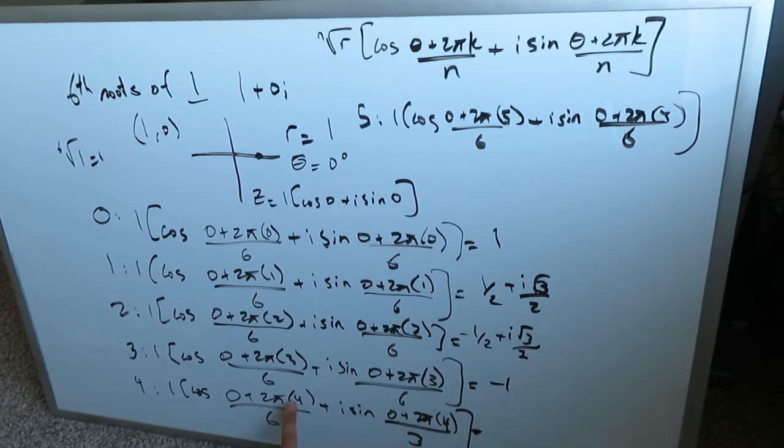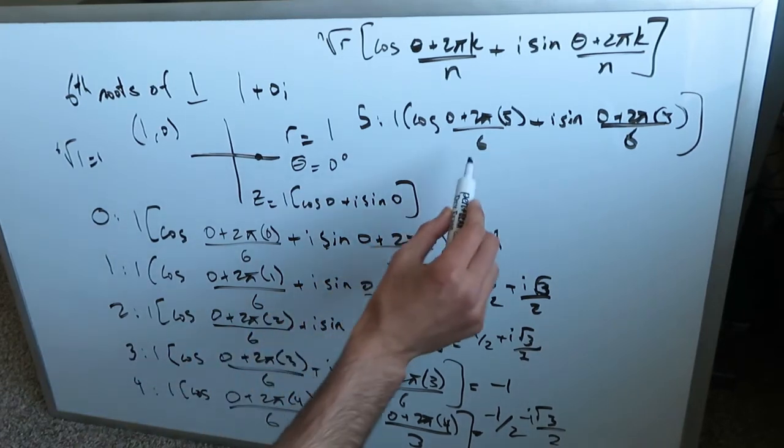2 pi times 4 is 8 pi over 6, which is 4 pi over 3, which is 240 degrees. Cosine of 240 is minus 1 over 2, and sine of 240 is minus root 3 over 2, and then you have to put the i over here.